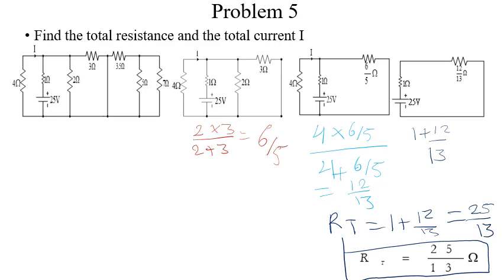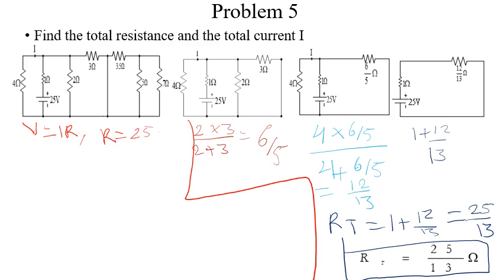And the second question they asked us was that we should find the total current in the circuit. And from Ohm's law, we know that V is equals to IR, where R here is given to us as 25 over 13, and V is given to us as 25 in the circuit. So basically we just need to find current, and we can find current by doing change of subject, which is I equals V over R.